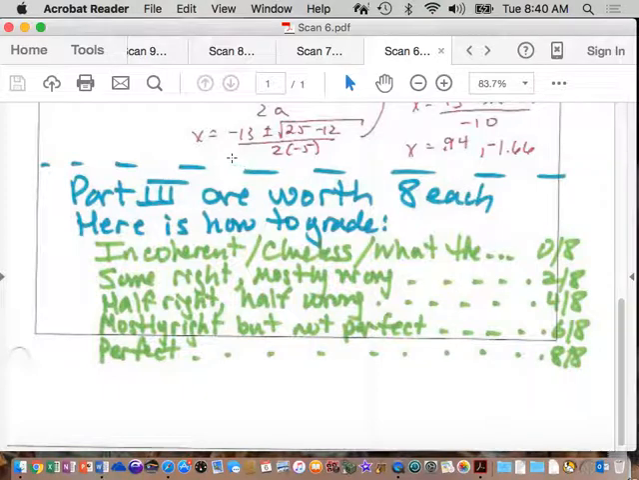Here we go. Ready? Part 3s are worth 8 points each. So watch it now. If it's incoherent or clueless, 0 out of 8, you would write -8. If you get some of it right but mostly wrong, give yourself 2 out of 8. If you're about half right, about half wrong, give yourself 4 out of 8. So that would be -4. This would be -6. If you're mostly right but you weren't quite perfect, give yourself 6 out of 8, -2. If you're perfect, give yourself 8 out of 8. Now that grading standard applies to all of these Part 3 questions. Okay?